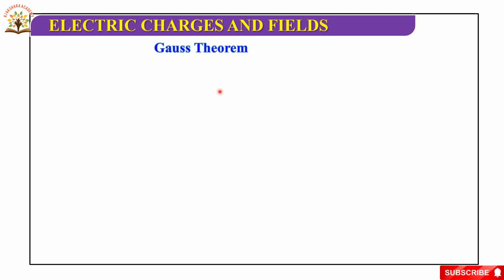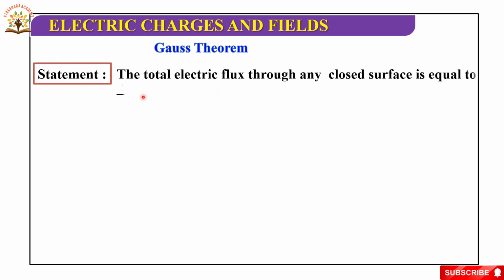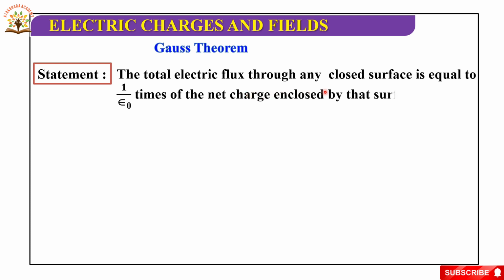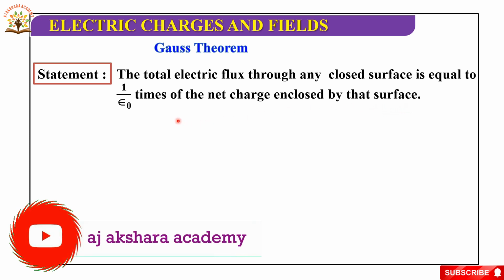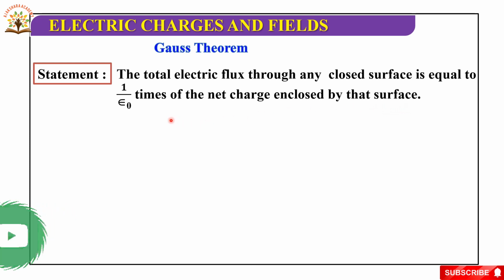Gauss theorem. Let us discuss. The statement: the total electric flux through any closed surface is equal to 1 by epsilon naught times the net charge enclosed by that surface. So, this is the statement of Gauss law.